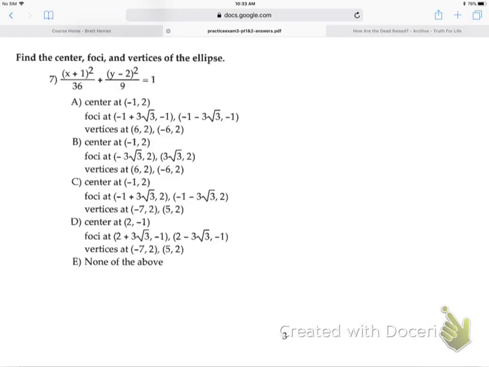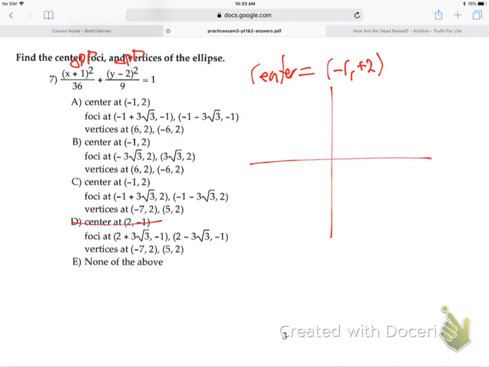All right, number 7, center, focus, all that kind of stuff. Okay, can we just do the center right away? Center's opposite, opposite, isn't it? So -1, +2. So D's out. At least I can eliminate D. But it's A, B, or C. So we better draw this thing. Drawing is always helpful. Back 1, up 2. So there's the center.